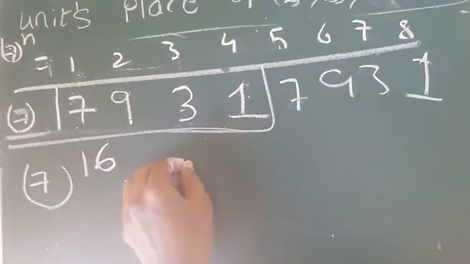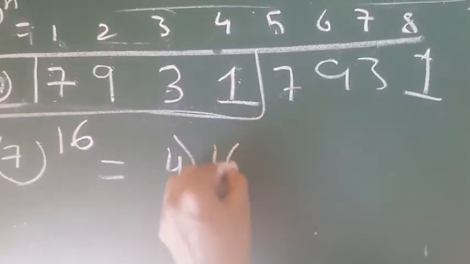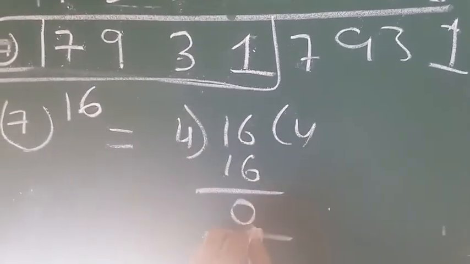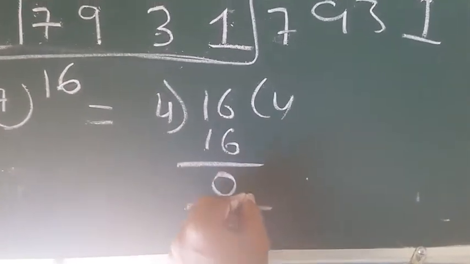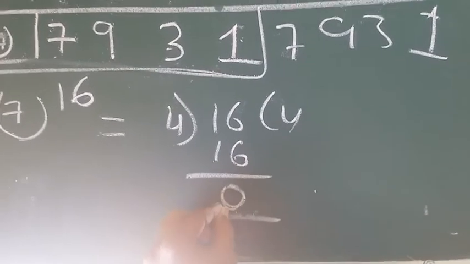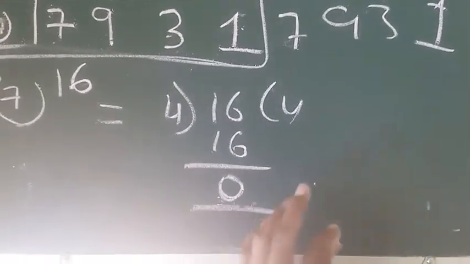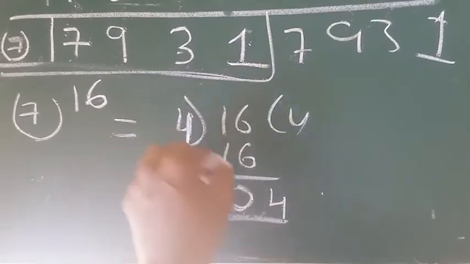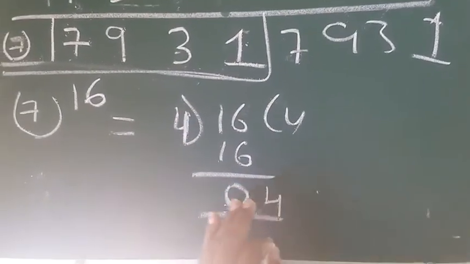Here the power is 16. Divide 16 by 4. 4 4s are 16. Hence we got the remainder 0. When you get the remainder 0, consider the power of 4, because you never get 4 in the remainder when you are dividing by 4.